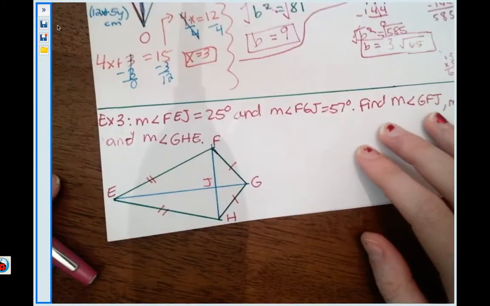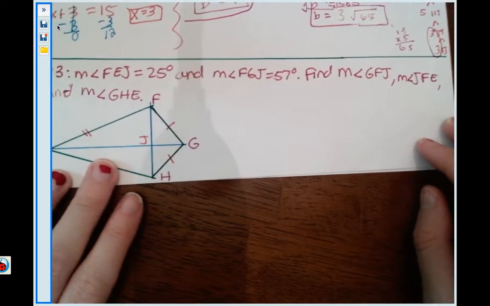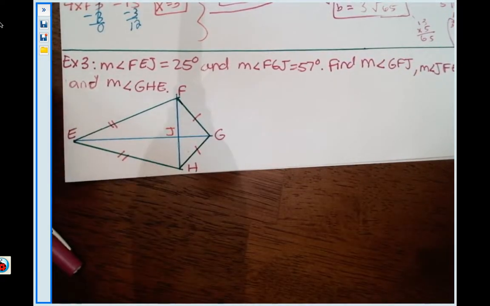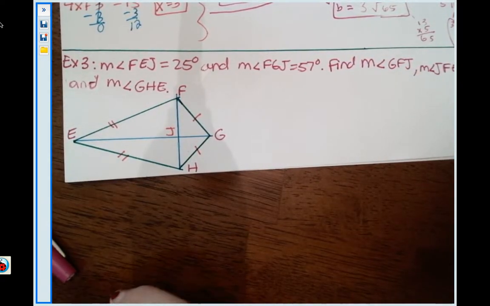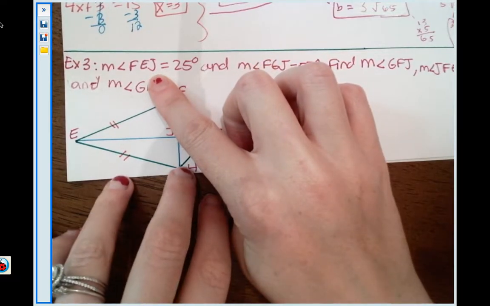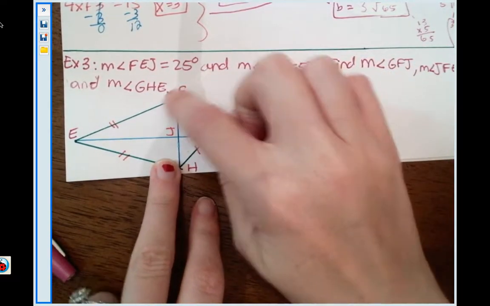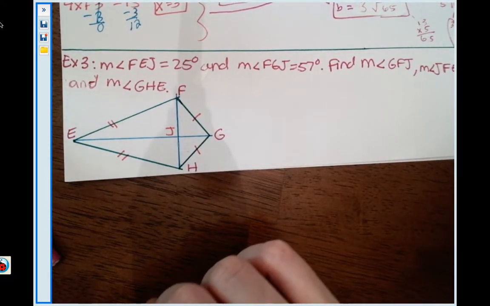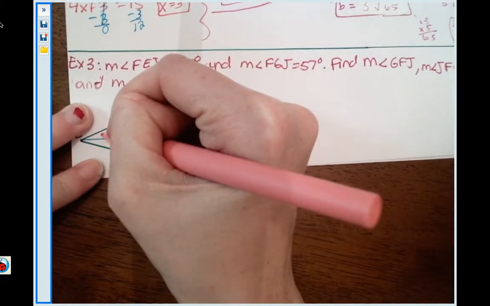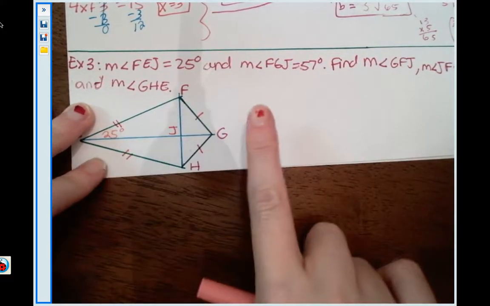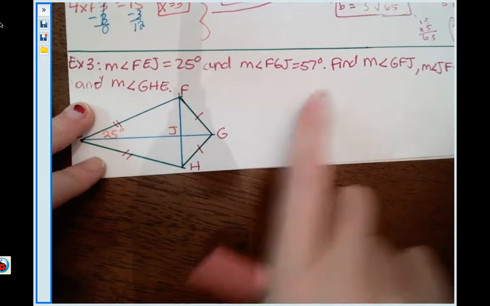Alright, you guys, we're down to our final kite example, and then we'll be moving on to trapezoids, so get excited. So this problem involves more of the angle parts of the kite. So we have angle FEJ, so FEJ is this one right here, is 25 degrees. So this guy right here is 25 degrees. Alright, remember it's always good to label your picture in geometry.